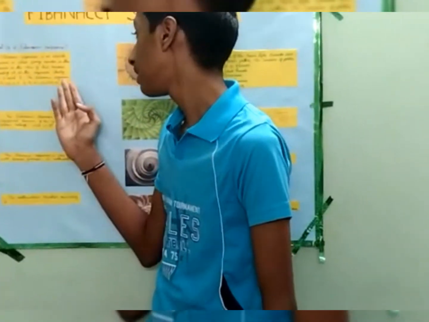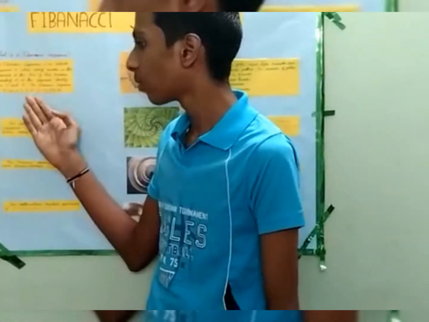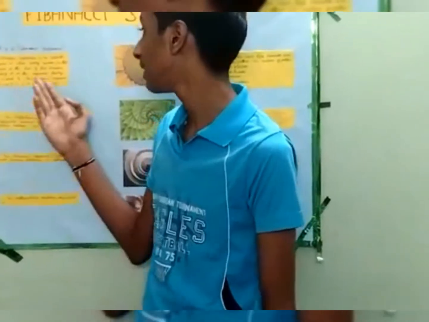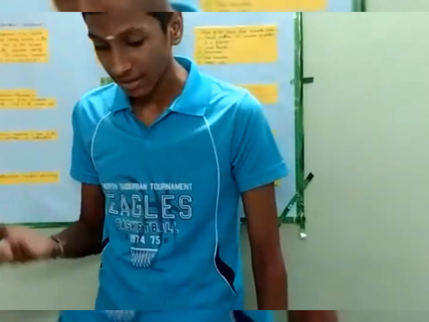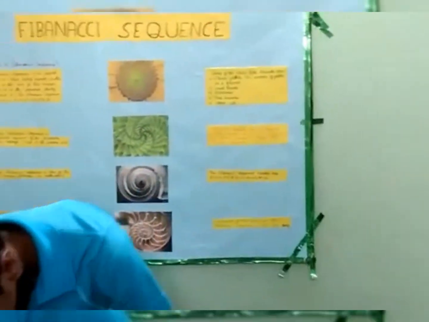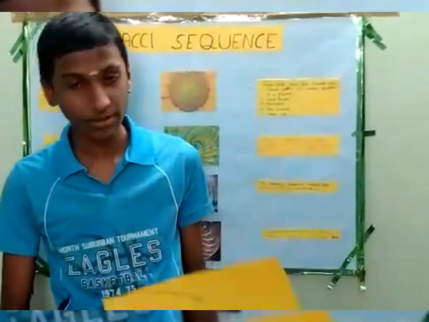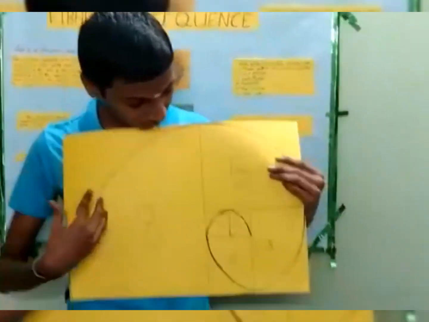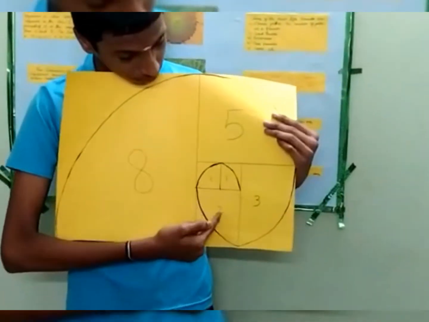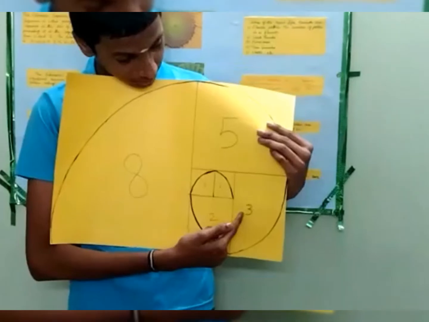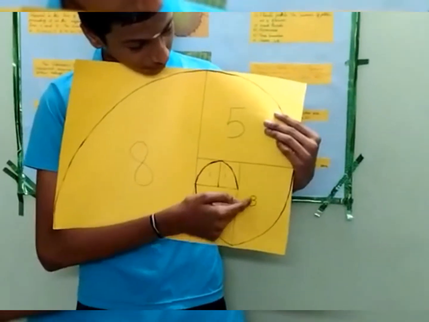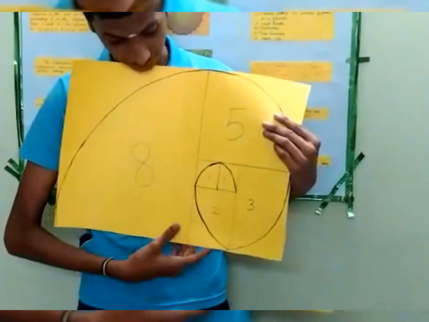The Fibonacci sequence is 0, 1, 1, 2, 3, 5, 8, 13, 21, 34, 55, 89 and so on. For example, 1 plus 1 is 2. 2 plus 3 is 5. 5 plus 3 is 8.